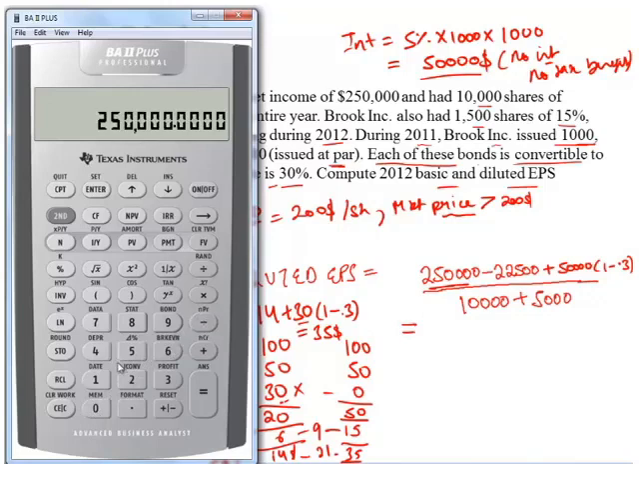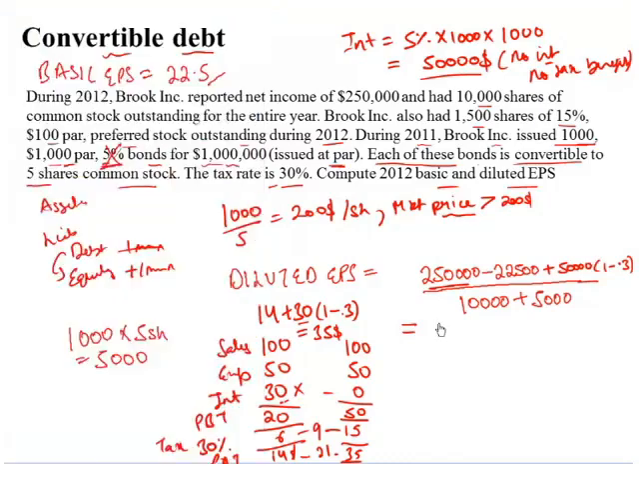$250,000 minus $22,500. We'll store it in the memory register 1. 50,000 into 0.7, that is 35,000. We'll add this to our previous calculation and we'll store it in 1. So we get 262,500 divided by 15,000 will give us our diluted EPS. That comes out to be 17.5. Please note this is lesser than 22.5 that was our basic EPS.